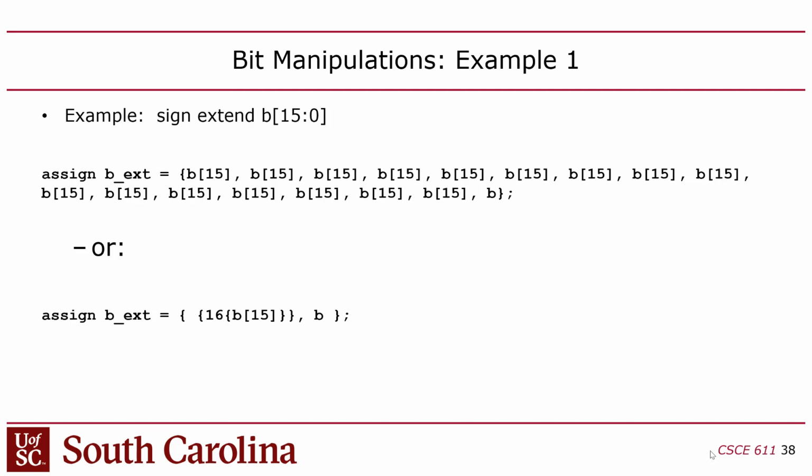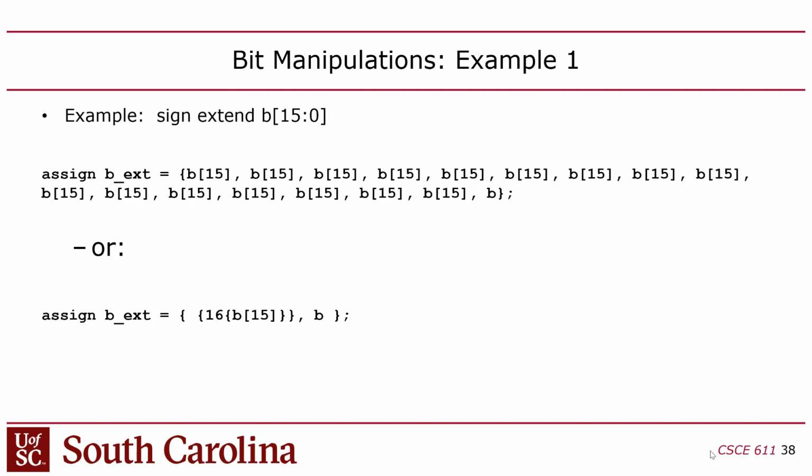But on the output, the sign bit is B31, right? But on the input, the sign bit is B15. So we take that sign bit and duplicate it 16 times because we want to extend the sign bit through the upper 16 bits of the extended value.